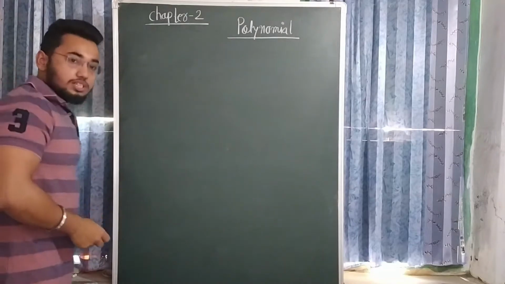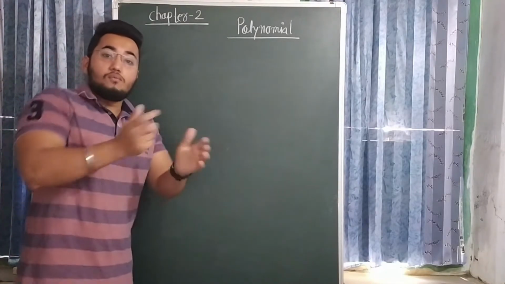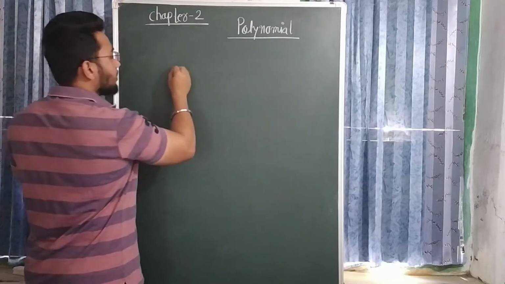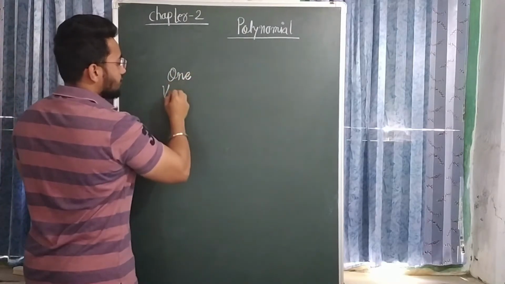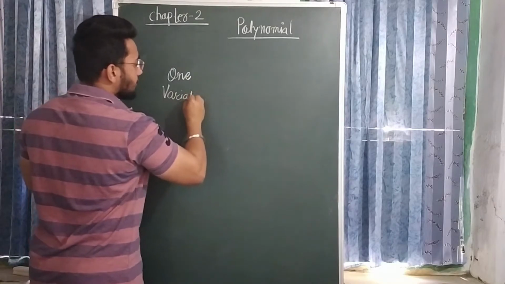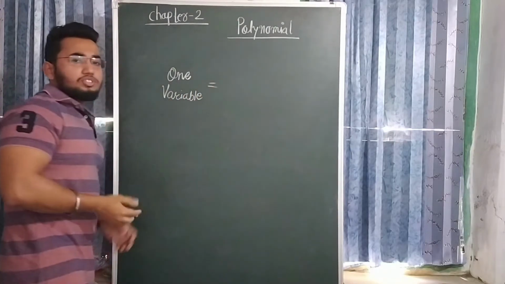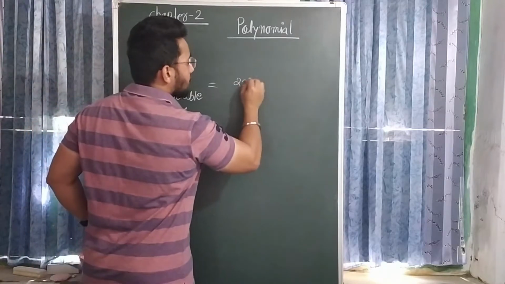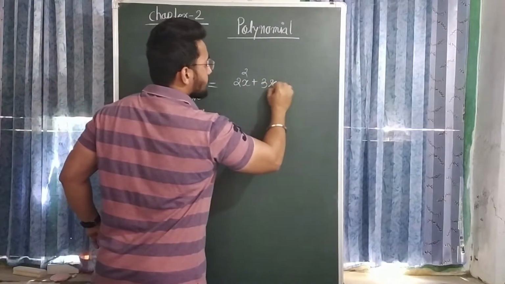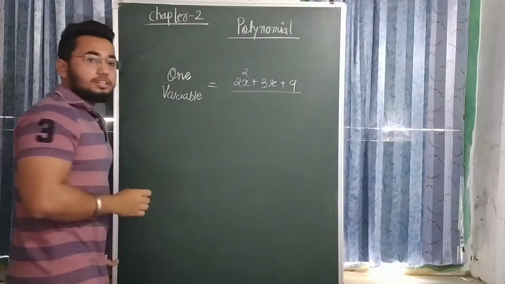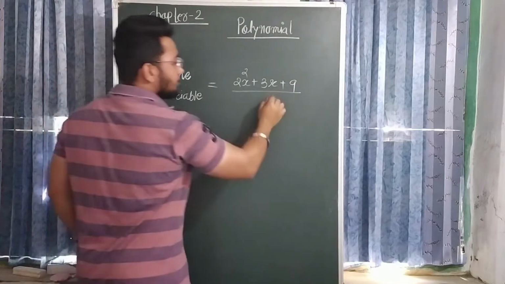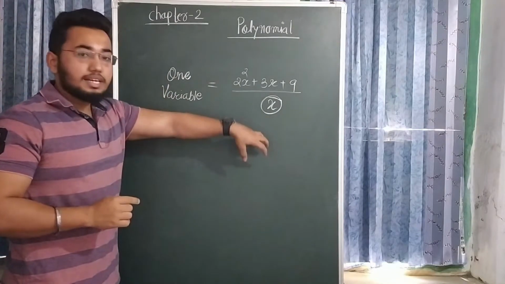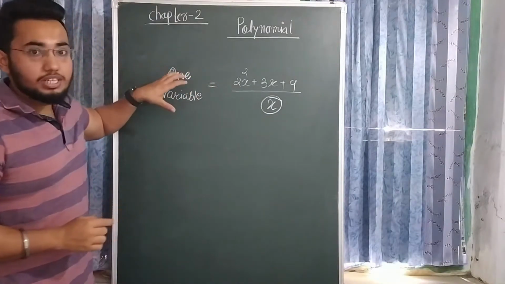Now you see the various equations of one variable and two variables also. So what is the meaning of one variable? A simple equation that contains one variable only. I'm writing here 2x square plus 3x plus 9. This is an equation that contains only one variable, that is x. x is the only one variable. That's why I can say that this equation is a one variable equation.